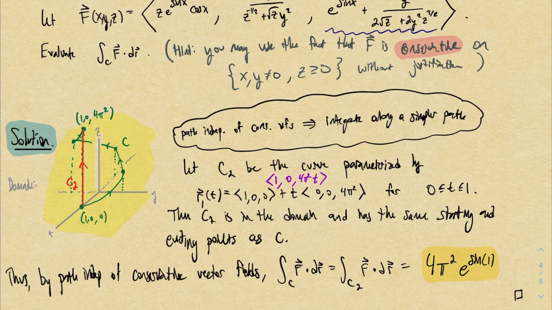We have this crazy vector field and this crazy curve, and we were able to use the fact that the vector field is conservative to quickly evaluate the line integral that we care about.